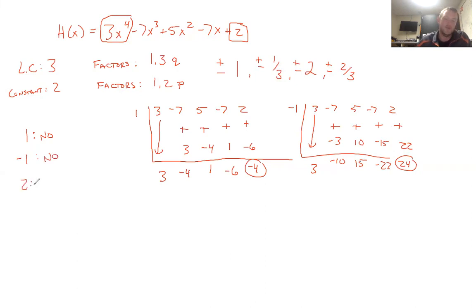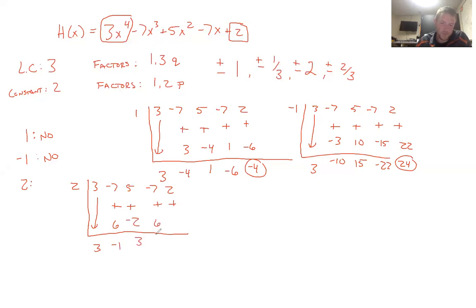Well then I go to 2, and just keep going. I could do 1/3 next, and then -1/3, and then 2, and so on. Okay, so I'm going to try 2 next, because it's a whole number. So with 2, I've got 3, -7, 5, -7, 2. Plug in: 3, that'd be 6, then -1, -2, and 2 plus -2 is 0. Okay, so 2 is yes.